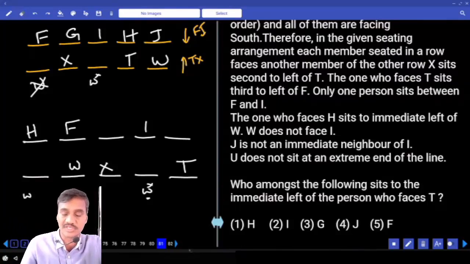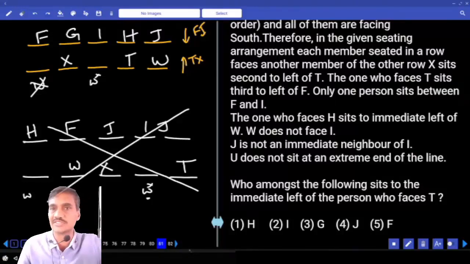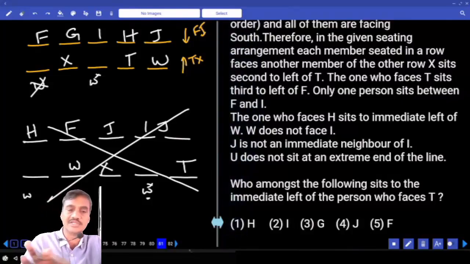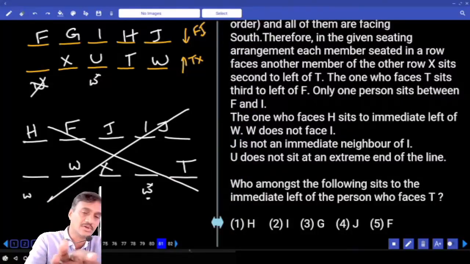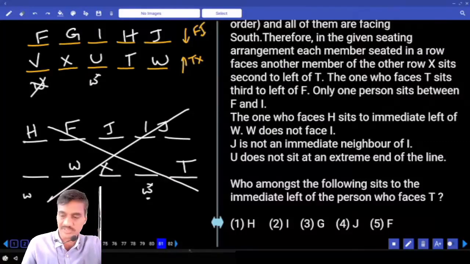And in this second case, J is not an immediate neighbor of I. J must be either here or here, not possible. The second case is completely ruled out. Then next one. And U does not sit at any one of the extreme ends. U is here. Now if U is here, V must be here. Done with this? Now it comes in which category?